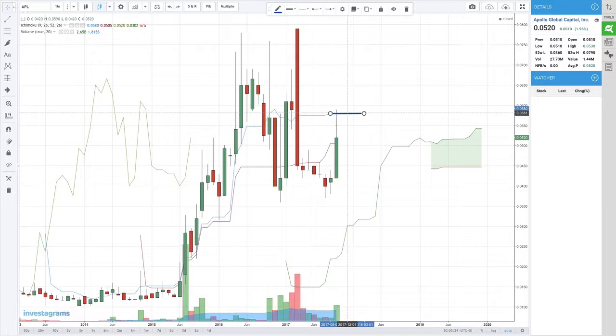Monthly, it's above the Kumo, but it's not yet above the Tenkan-sen. That is why this served as strong resistance. That's why it bumped its head there.